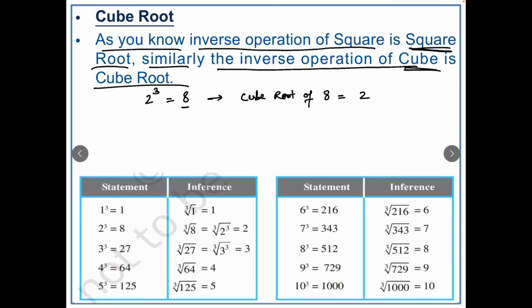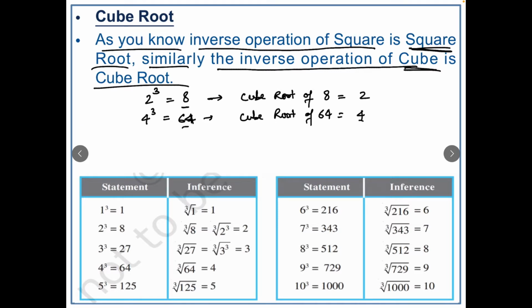In a similar way, if you have a number, let's say 4, and you are finding the cube of 4, that means we are multiplying 4 into 4 into 4, that will be equal to 64. And if you are to find the cube root of 64, that will be equal to 4 again. So cube root of 8 is 2 and cube root of 64 is 4.